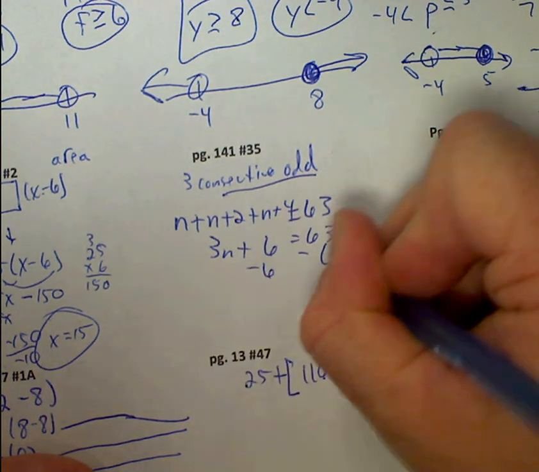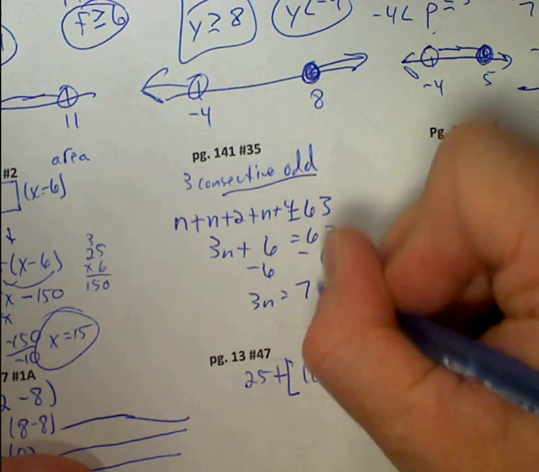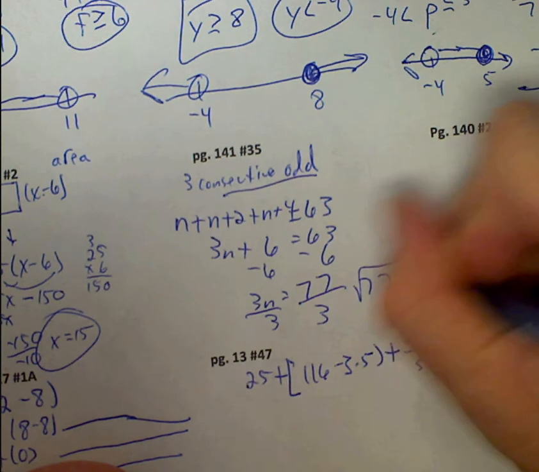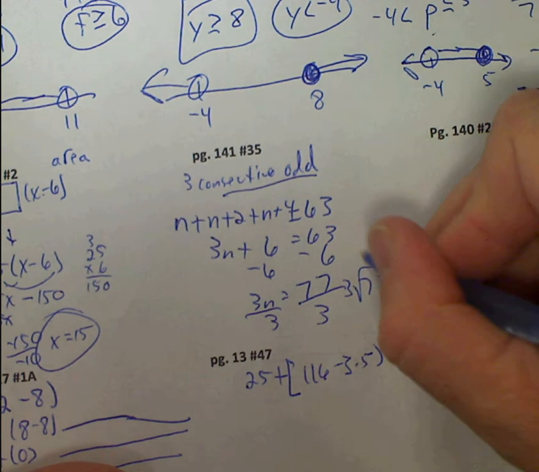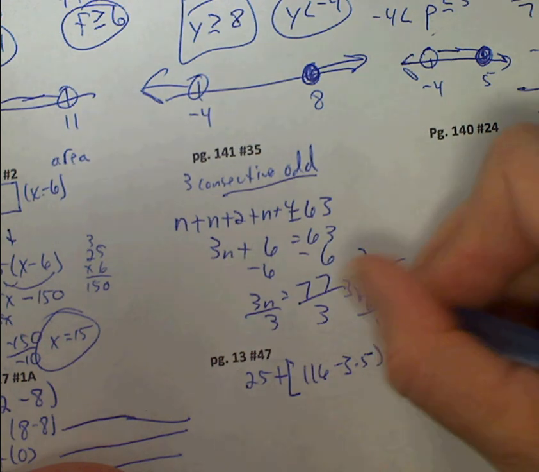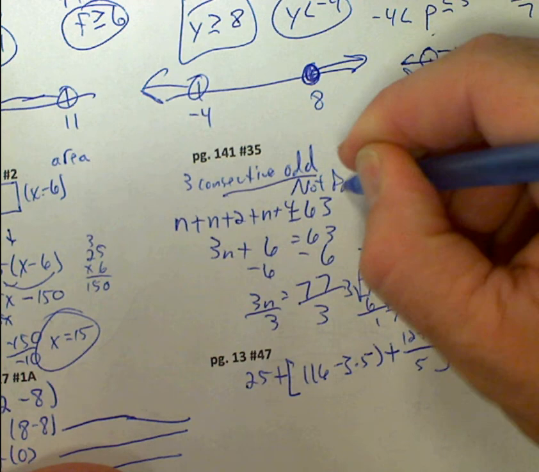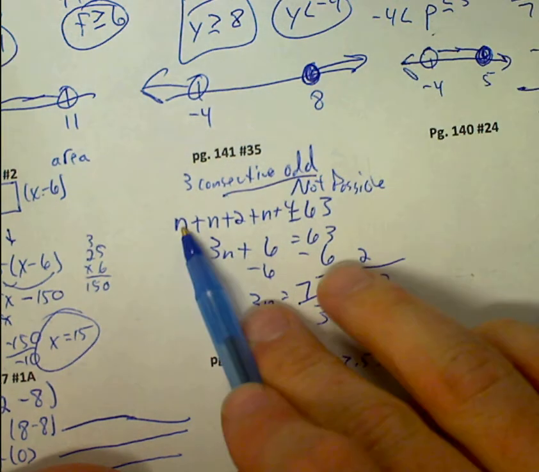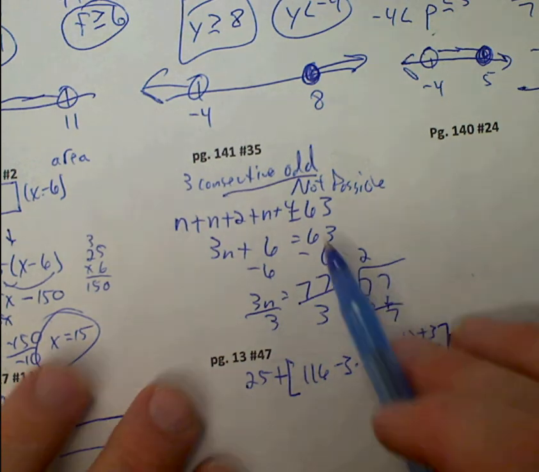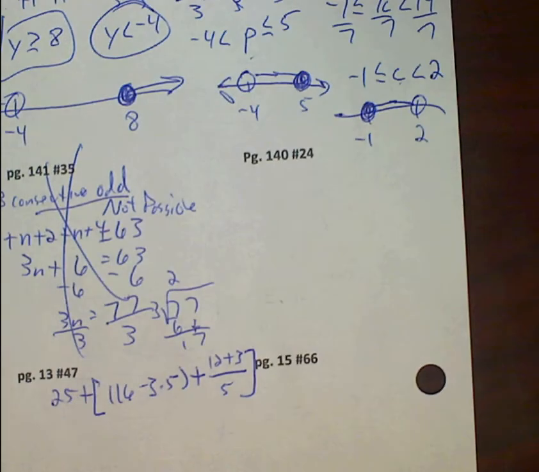Minus 6, 3n equals 57, divided by 3. 3 goes into 5 once, which is 3, leaving 27. 3 cannot go into 17. This is not possible. There are not 3 numbers in order that are odd that would add up to 63. Not possible.